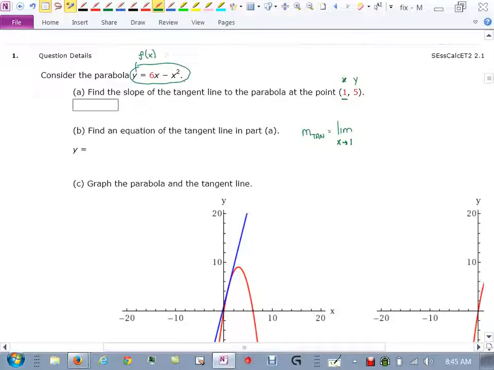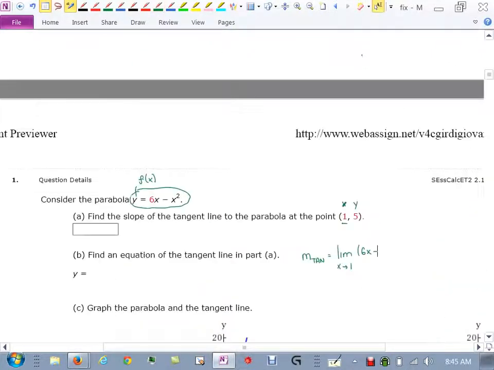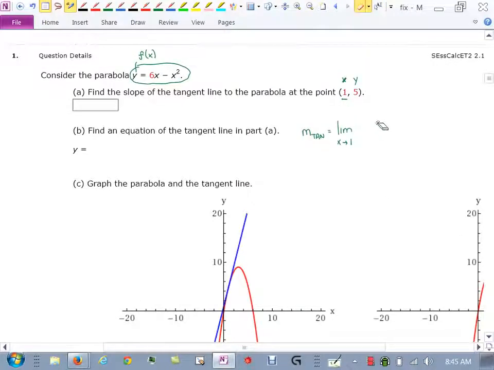of f of x. Now, the function itself is 6x. Oh, sorry. Oh, man, that got zoomed in again. Okay, sorry. Let me write out the definition: f of x minus f of 1 over x minus 1. So that's what we need to figure out. So this will be equal to the limit as x approaches 1 of f of x, which is 6x minus x squared, minus f of 1.